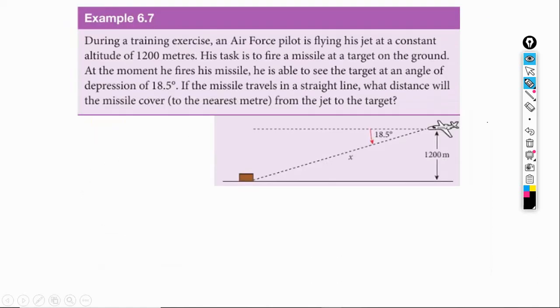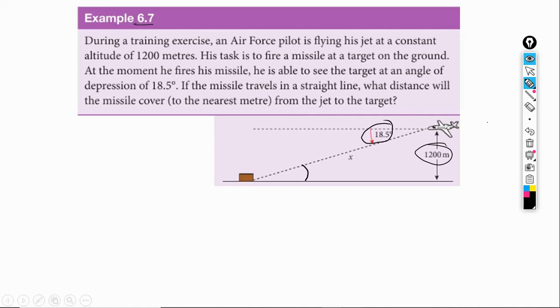Very well, so now we're in example 6.7. And it says that during a training exercise, an Air Force pilot is flying his jet at a constant altitude of 1,200 meters. We can see that here. This is 1,200 meters. His task is to fire a missile at a target on the ground. At the moment he fires his missile, he is able to see the target at an angle of depression of 18.5 degrees. So this is the angle of depression here. If the missile travels in a straight line, what distance will the missile cover to the nearest meter from the jet to the target?